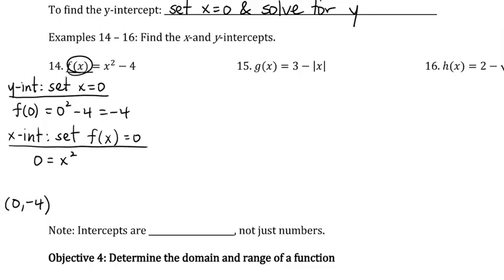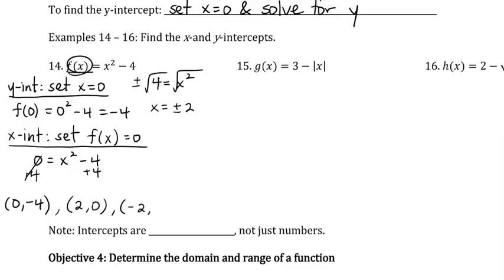I get 0 equals x squared minus 4. I'm going to add 4 to both sides of that equation to get that 4 is equal to x squared. And then I'm going to square root both sides. Whenever we square root, remember to do plus or minus to get that x is plus or minus 2. So x could be a positive 2 to give us an x-intercept of 2, 0, or x could be a negative 2. So this function has 3 intercepts, 1 y-intercept and 2 x-intercepts.